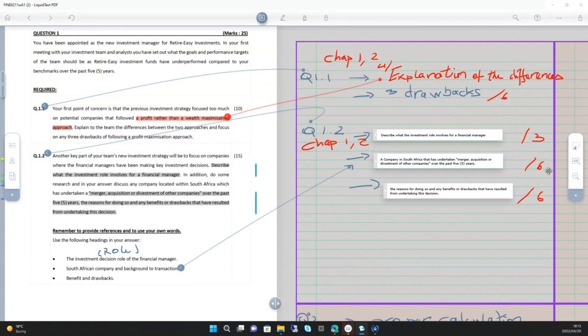So just bear that in mind. All right. So once you give me that, then you will go into the reasons why, or let's say the benefits and the drawbacks that have resulted from that company undertaking that particular operation, whether it is a merger, acquisition, or divestment. I hope that that's clear.